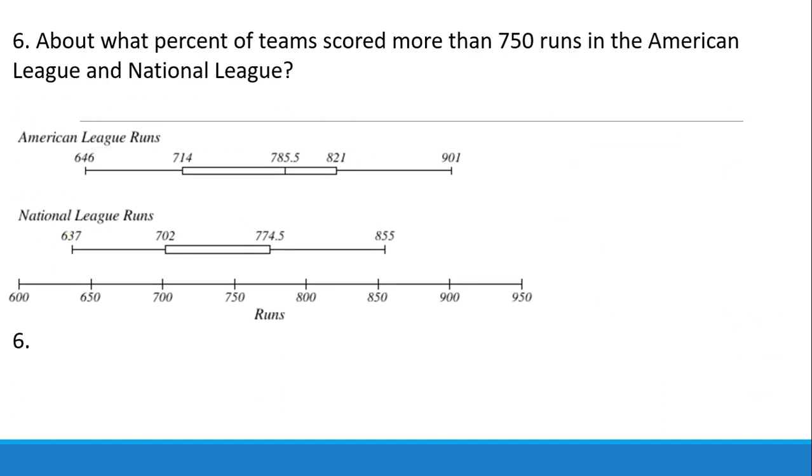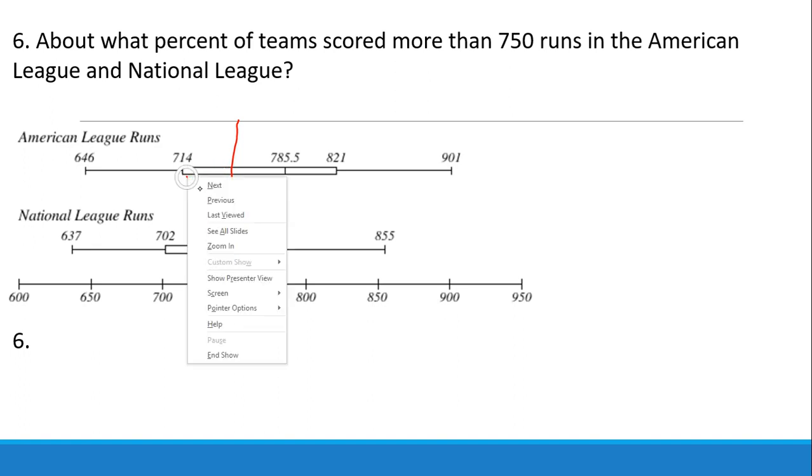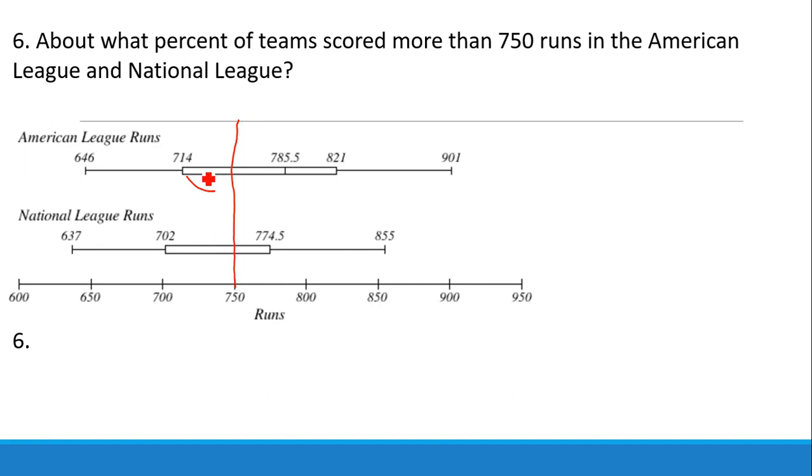About what percent of teams scored more than 750 runs in the American League and the National League? So 750 is right about here. Now, if you remember, this middle box is 50%. There's 25% on the left and 25% on the right, 25% above, and 25% below. So that would be about 25% plus half of 25%, or 37.5%.